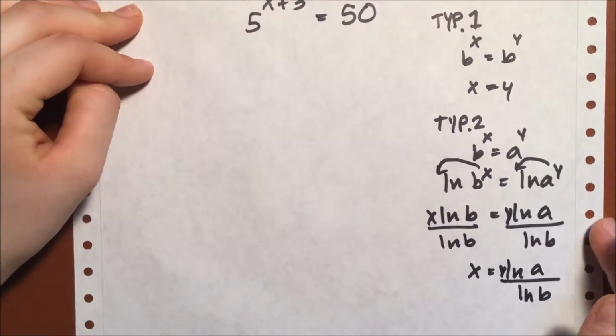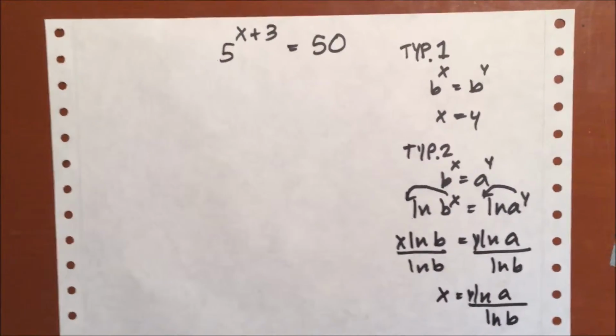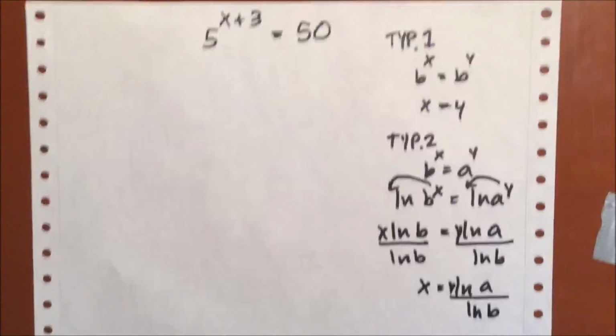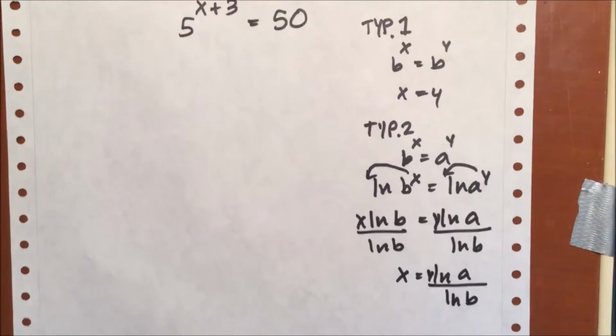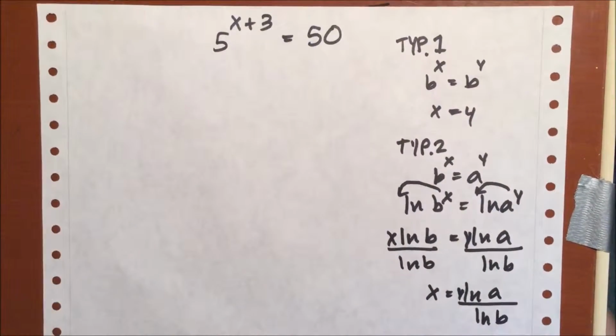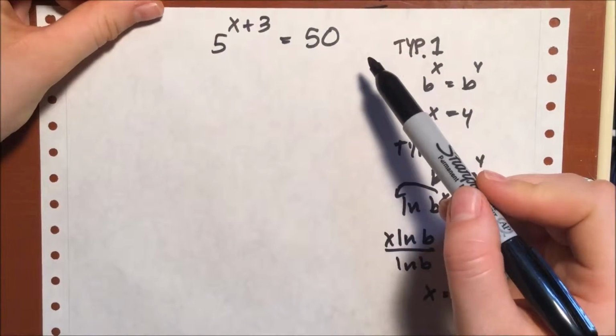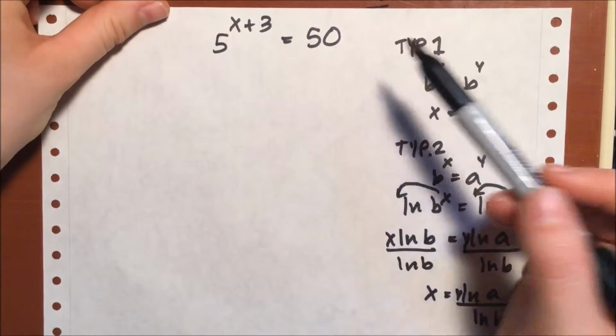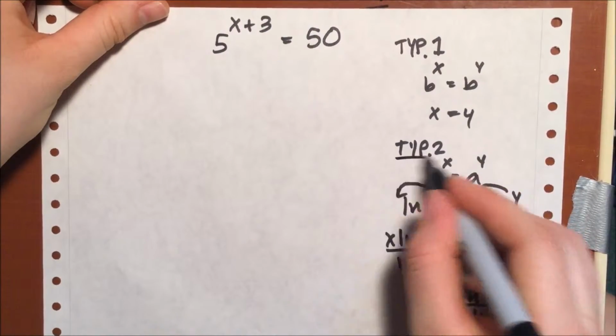So when we look at this equation that we have, I'm not able to get the bases the same. So what I'm going to do is type 2.